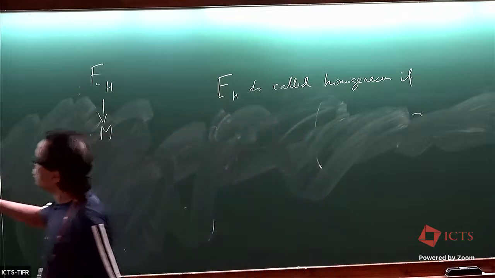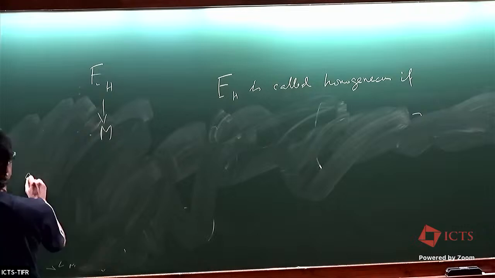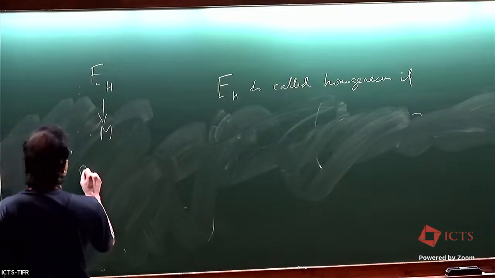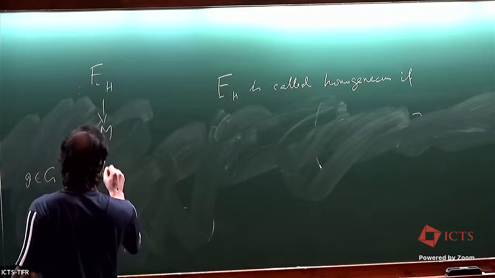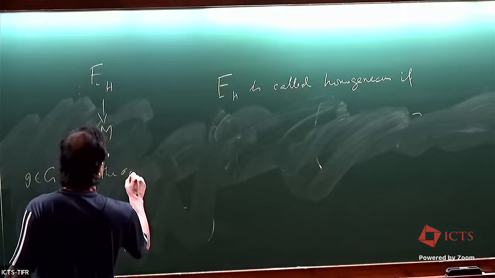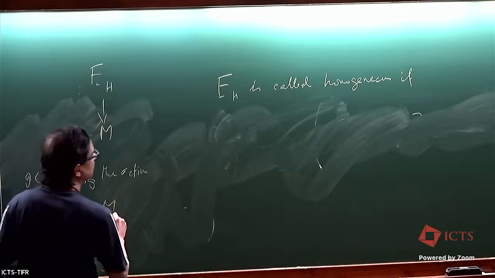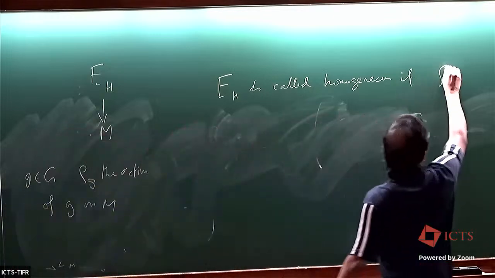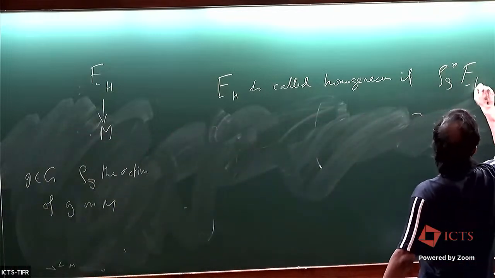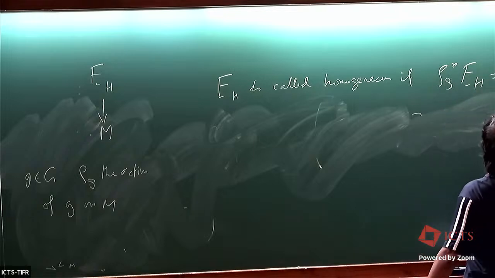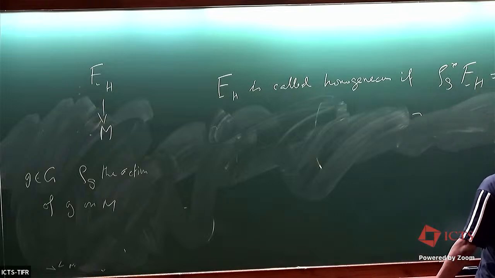for any element g of G, where G is acting on M, I'll denote by rho_g the action of G on M. It is called homogeneous if rho_g upper star of E_H is isomorphic to E_H for all g.